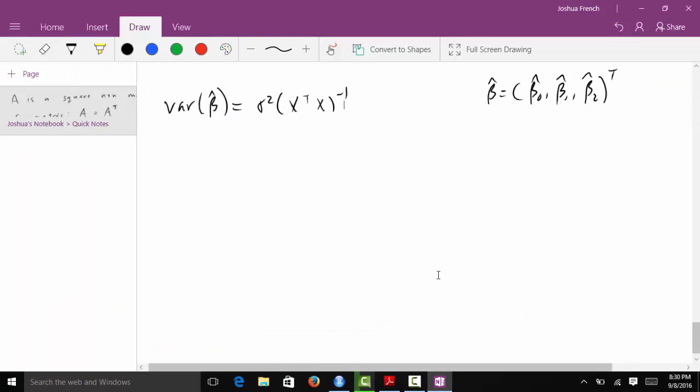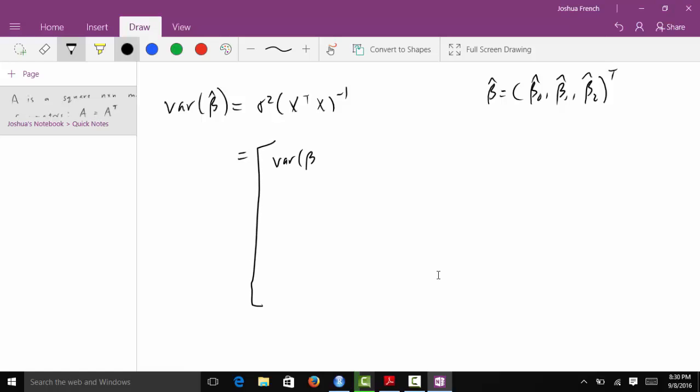So we're looking at the variance of beta hat, and we know that in matrix form, it's going to be sigma squared times x transpose x inverse. But the question is, what exactly is in this matrix at a practical level? In this first position, you're going to have the variance of beta naught hat. In the beginning of the second row, we're going to have the covariance between beta 1 hat and beta naught hat. In the last row, it's going to be the covariance of beta 2 hat and beta naught hat.